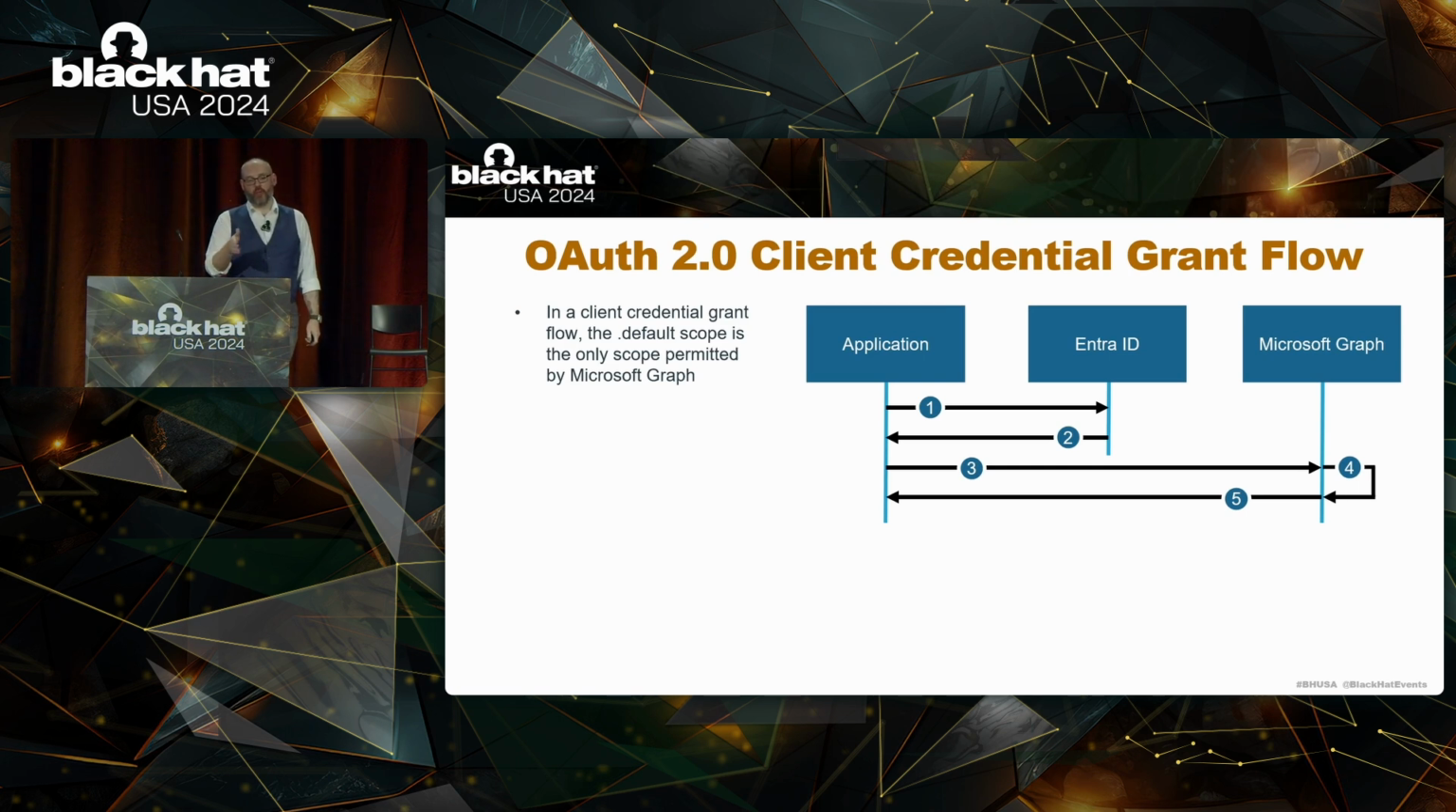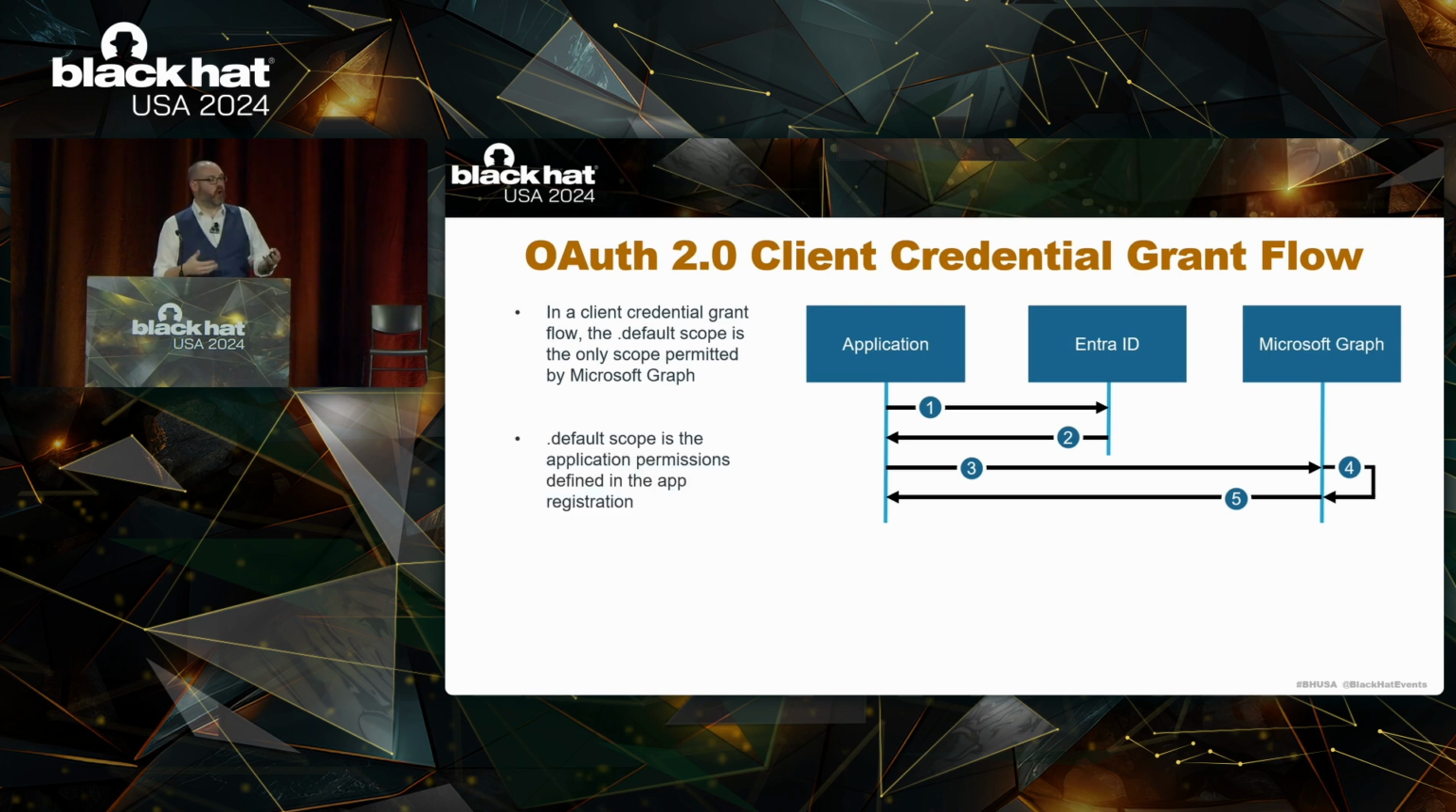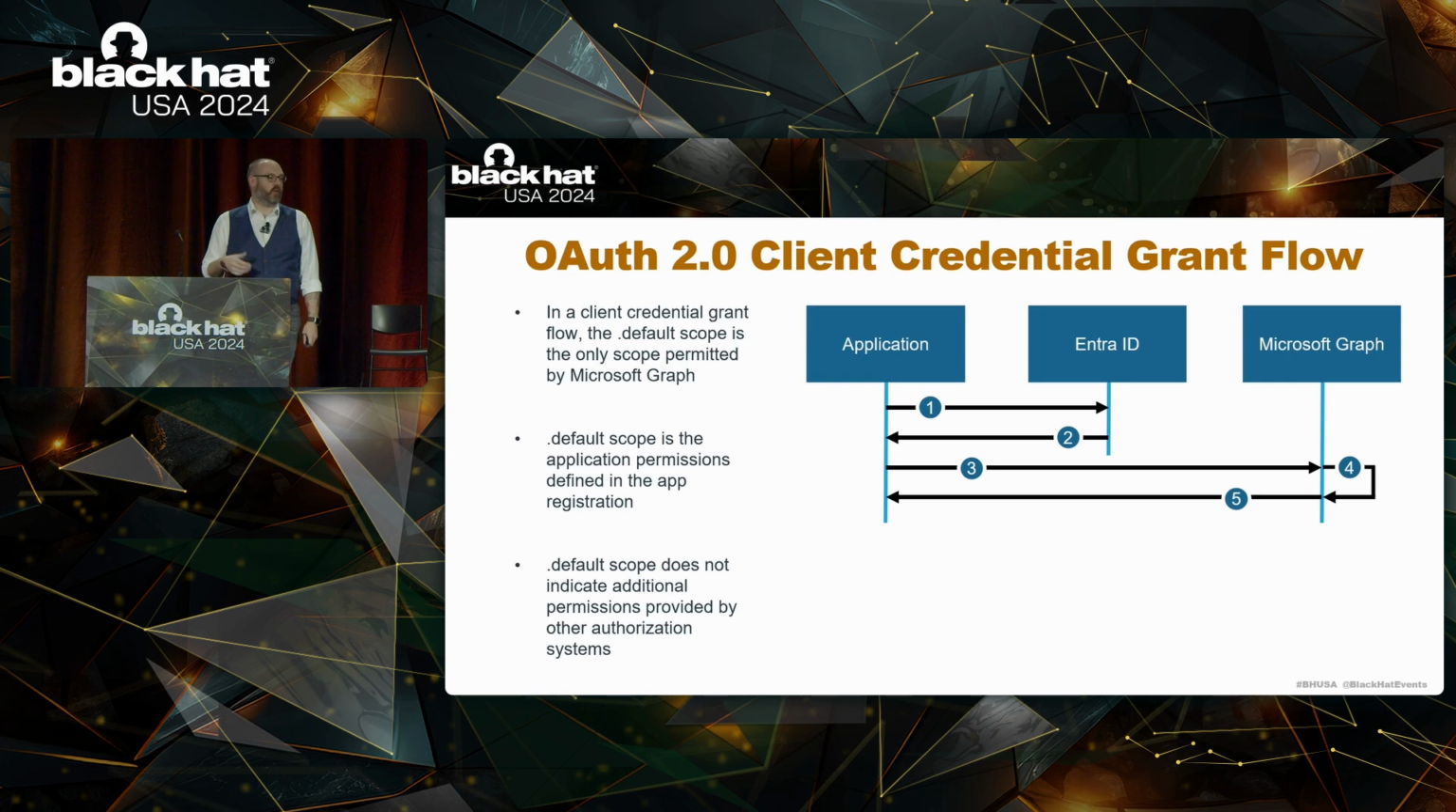In this instance, the scope is what it is, and you may ask, what the heck is a scope? A scope is the application permissions defined in the app registration. Within the OAuth spec, scope effectively equals permissions. It's usually easier to understand the term permissions, but if you see scope or permissions, you can use them interchangeably. But default scope does not indicate additional permissions provided by other authorization systems, and this we could possibly call foreshadowing.